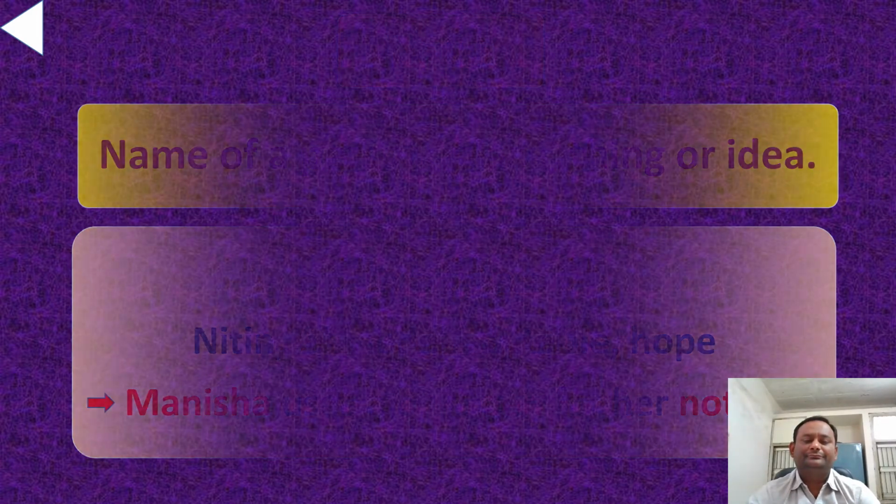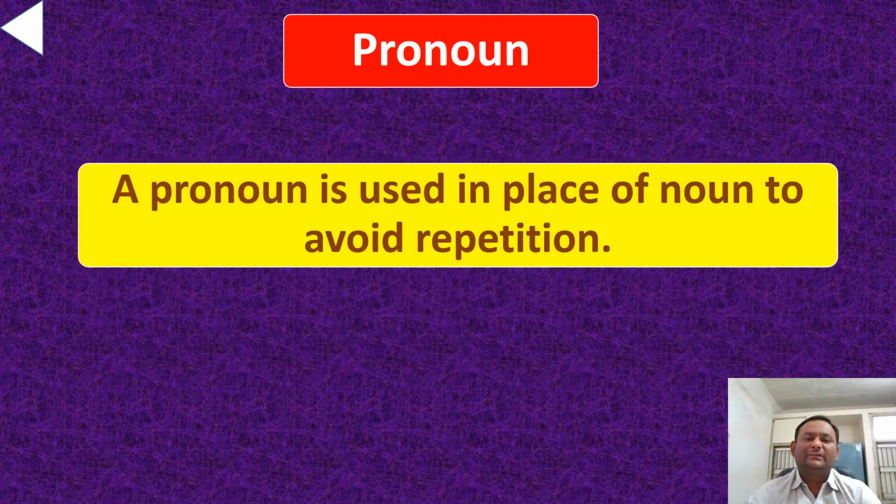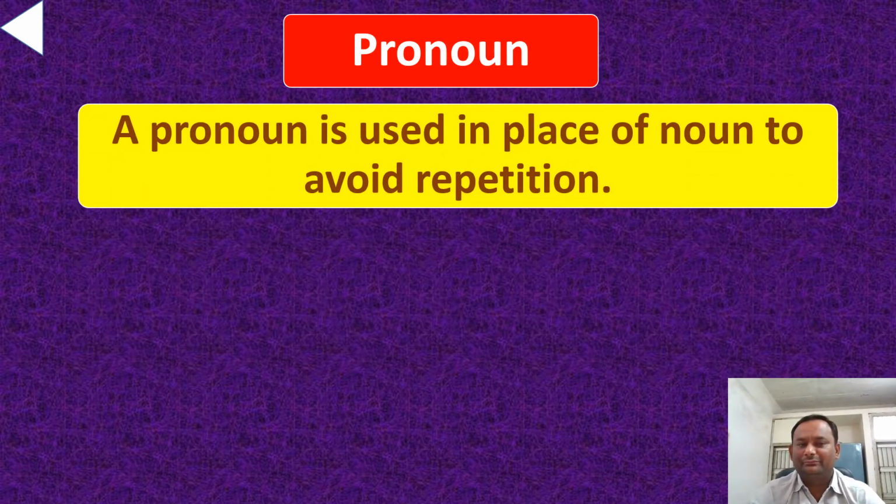Then the second word is pronoun. A pronoun is used in place of noun to avoid repetition. Sometimes, friends, when we are writing something, at that time, you cannot continue with the noun. Instead of that, you are to use pronoun. Once you write noun, then in the second sentence, you are to use pronoun for that noun. So we can avoid repetition.